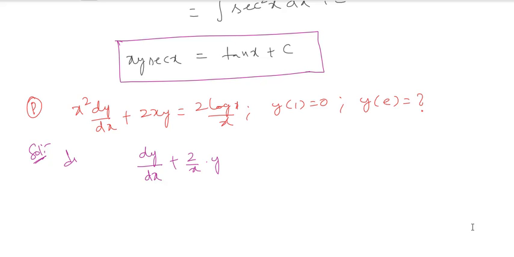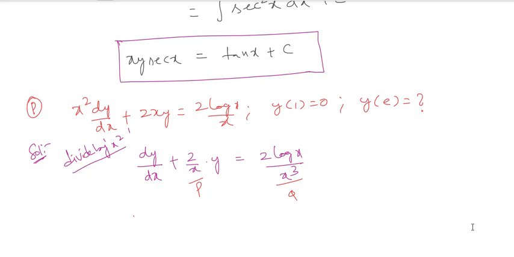So divide by x square. After dividing by x square, the right side becomes 2 log x by x cube. So now this 2 by x will be p, and this 2 log x by x cube will be q.